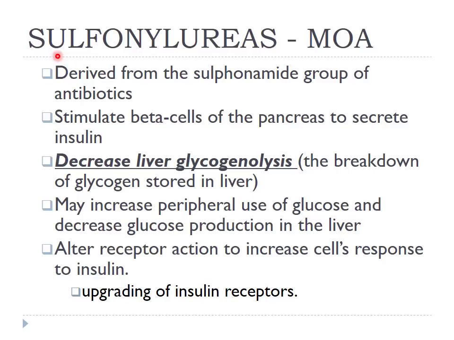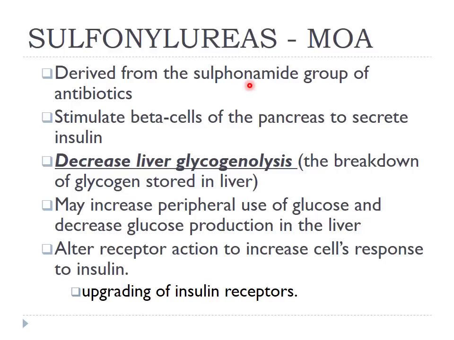Mechanism of action of sulfonylureas. So every drug that falls under this category of sulfonylureas, we're going to talk about the mechanism of action. Devised from a sulfonamide group of antibiotics. So we actually found out, hey, we put these people on this type of antibiotic, their blood sugar drops. What is going on? And what they do is it's a stimulant. It stimulates the pancreas to produce more insulin.